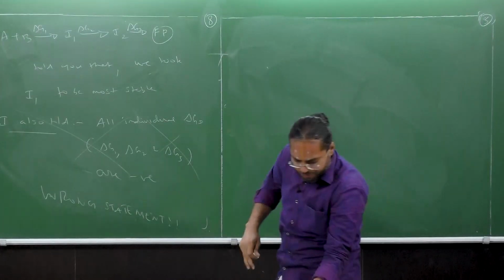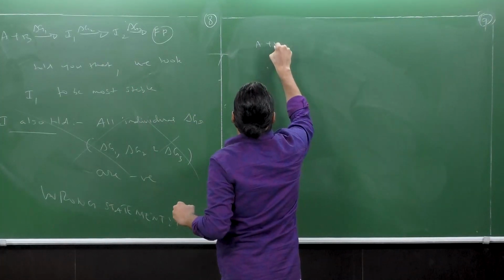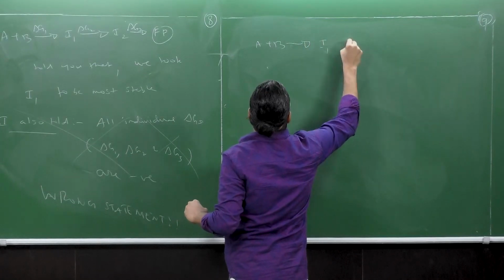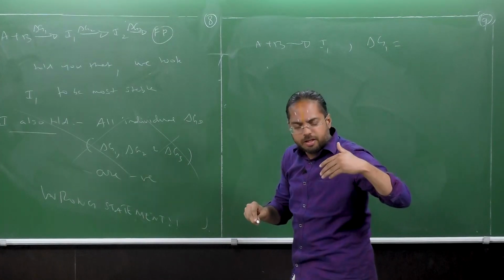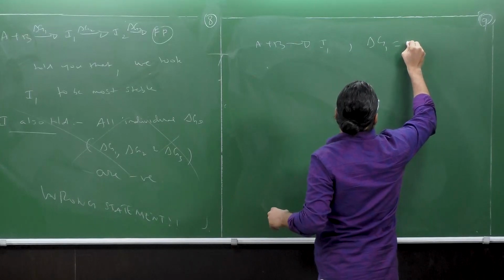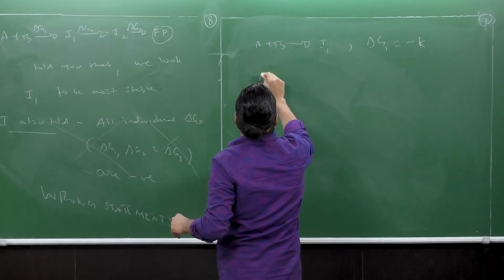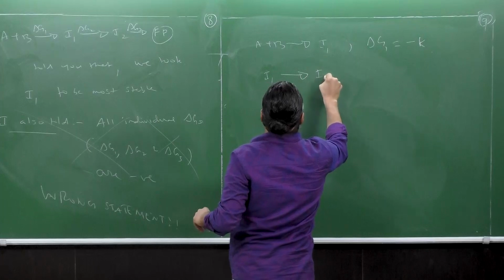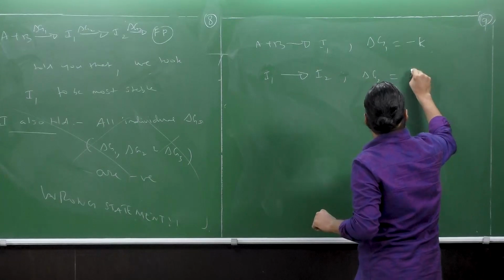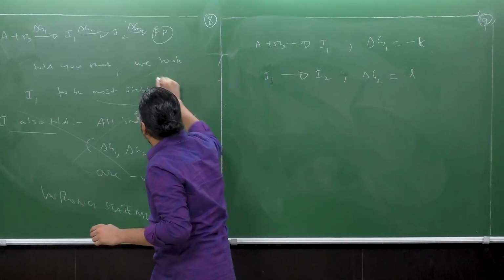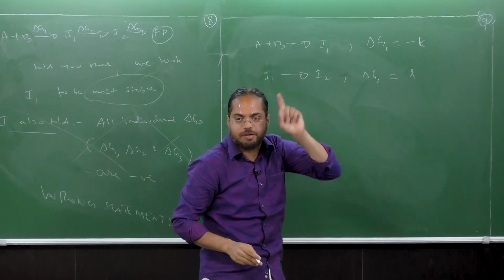Okay, I'll explain just a bit further now. Let's say that this is delta G1. Now A plus B giving I1, delta G1, let's say that including sign also, this is going to be something like minus K. Now for the next step, I1 giving I2, your delta G2 has to be some positive number, because I1 is the most stable one, right? I1 is the most stable, so therefore your delta G has to be positive for this step. Okay, please note this point.